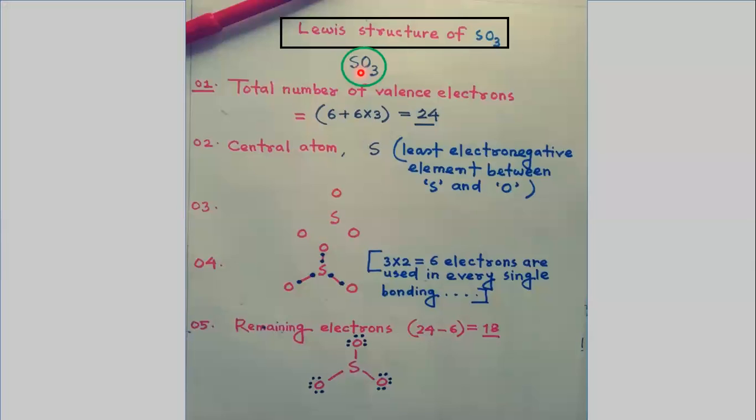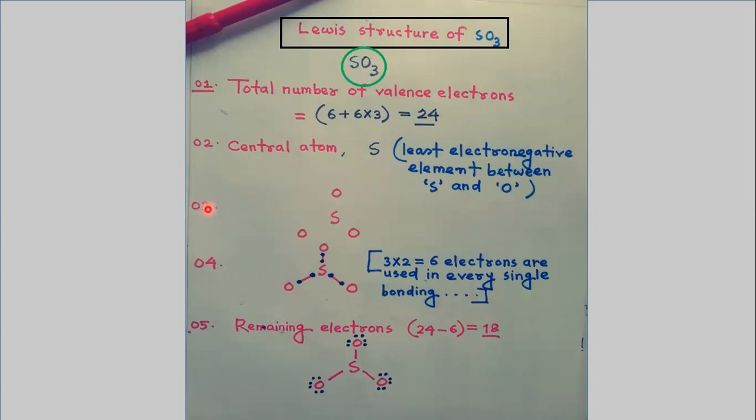The number of outer shell electrons of oxygen is 6, and there are 3 oxygen atoms in this compound, so 6 into 3, and the total number of valence electrons is 24. Now the central atom of sulfur trioxide is sulfur, as it is the least electronegative element between sulfur and oxygen, so it will act as the central atom.